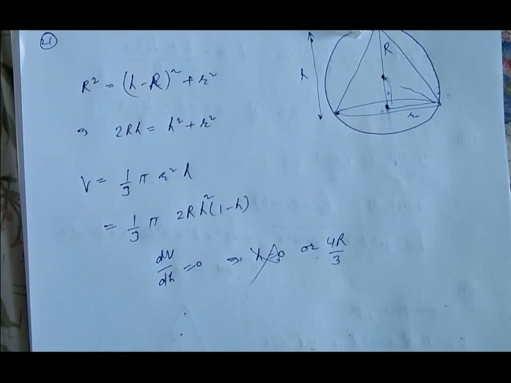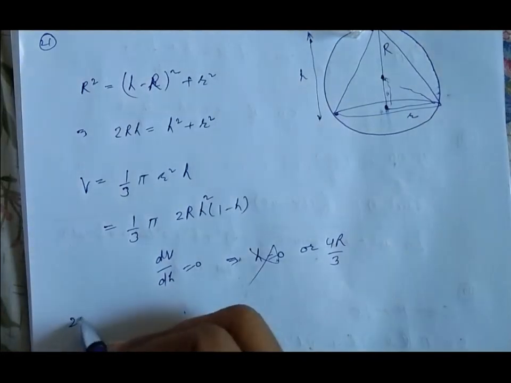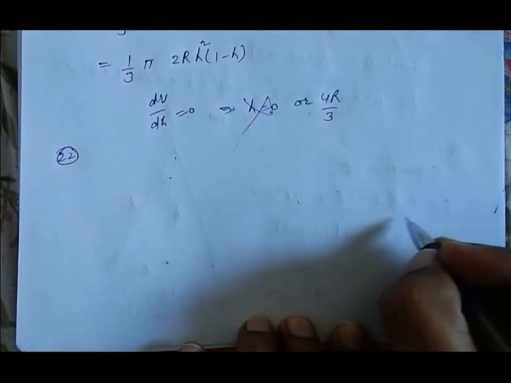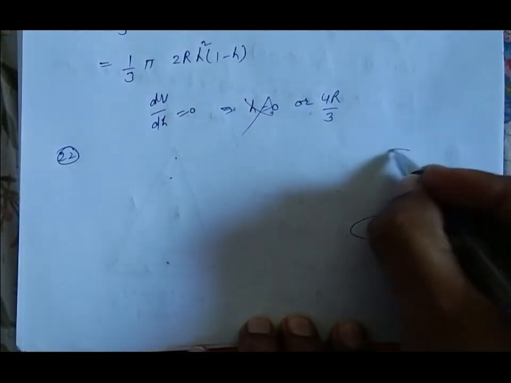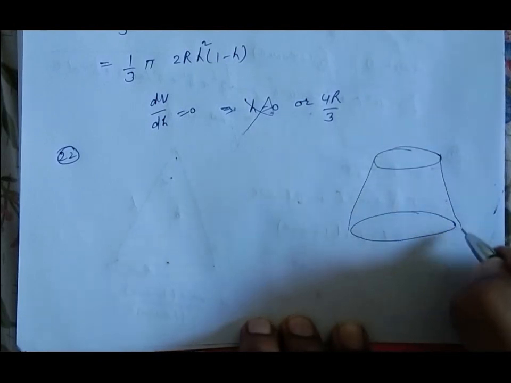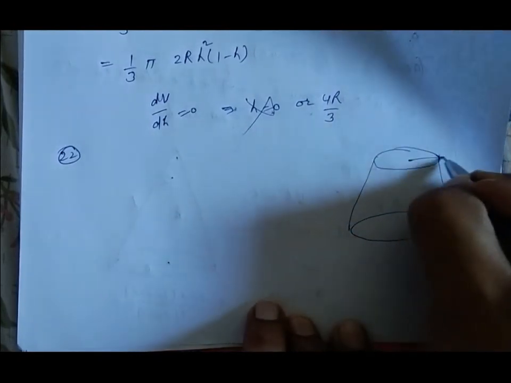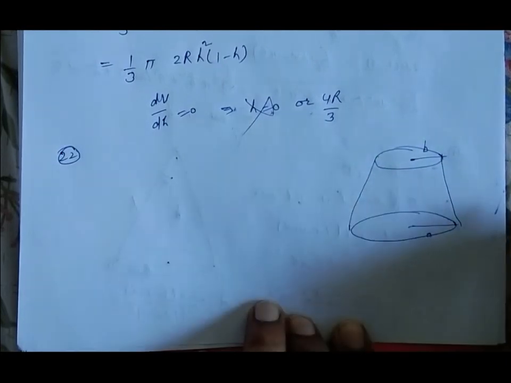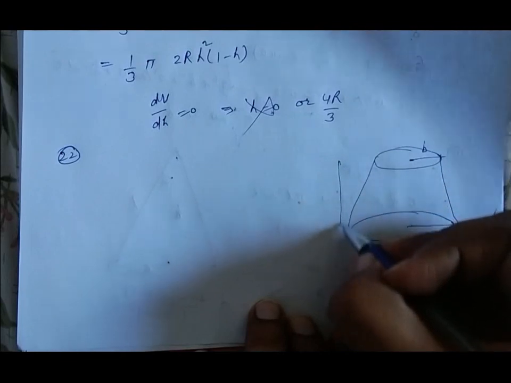Question number 22. A tree trunk 1 meter long is in the shape of a frustum of a cone, the radii of its ends being A and B. So here's the frustum of the cone. This is B, this is A, and let the height be L.